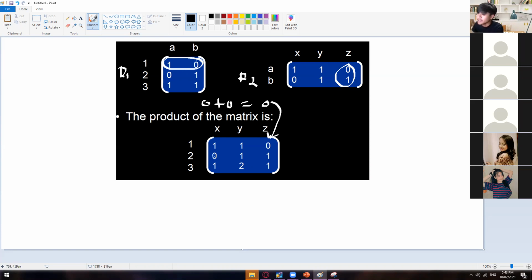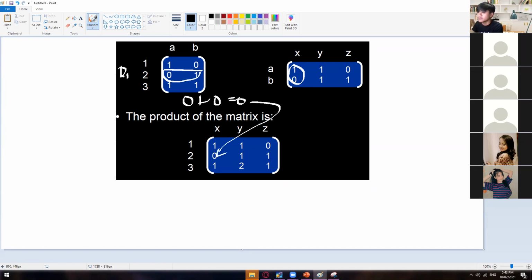And then if you want to get the second row, then you have to multiply the second row now of your first matrix. So let me just remove everything. So multiply this 1 onto the first column. So 0 times 1 is 0 plus 1 times 0 is 0, which is equal to 0, which is this one.